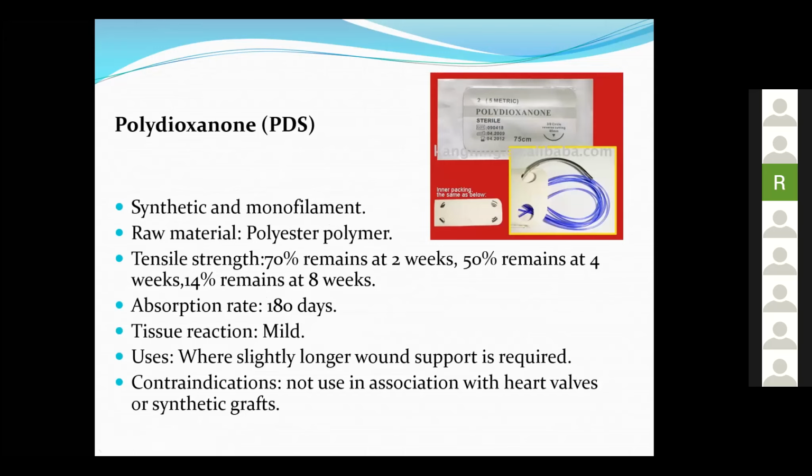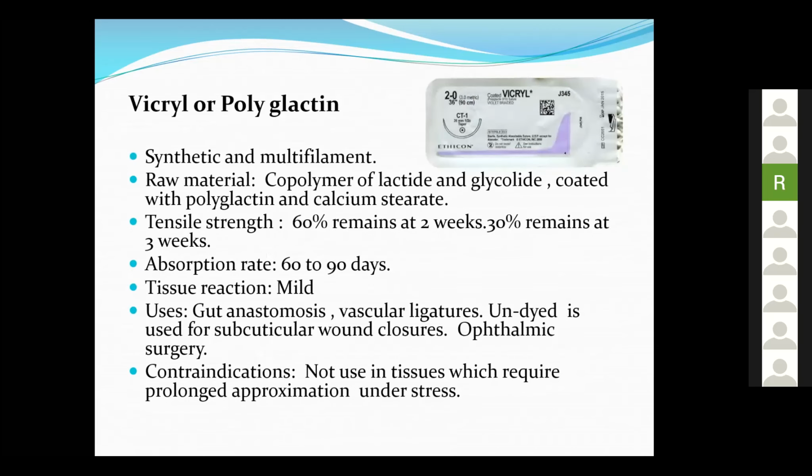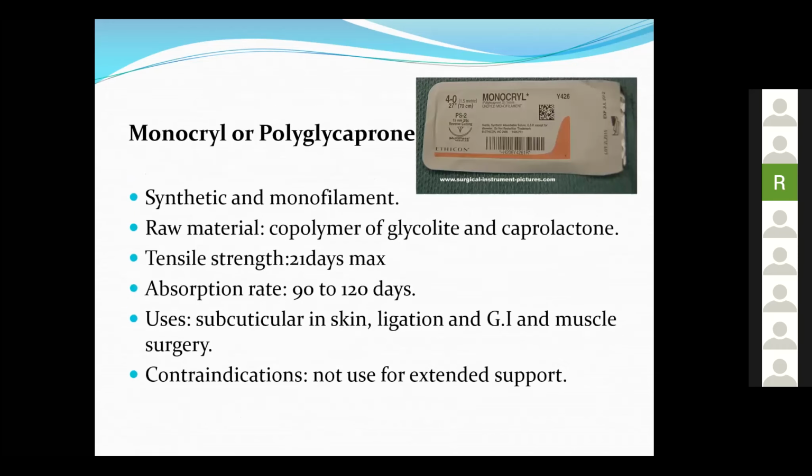From the absorbable suture materials, we have multifilament: Vicryl, and Dexon or polyglycolic acid, and the absorption time is 60 to 90 days. We use it where we want the tissues to be approximated for a longer period of time. We use it for gut anastomosis, for facial anastomosis, for thin fascia. We use it for subcutaneous tissues where we raise flaps, and for skin closures.